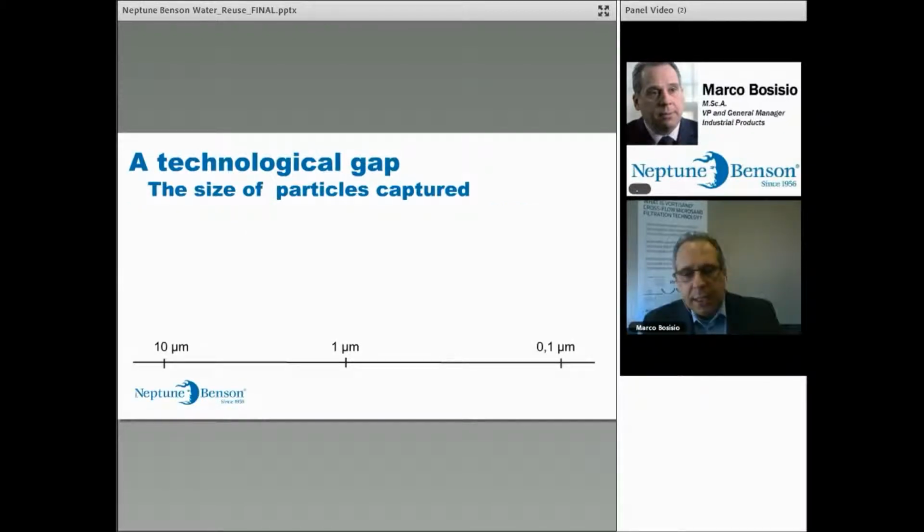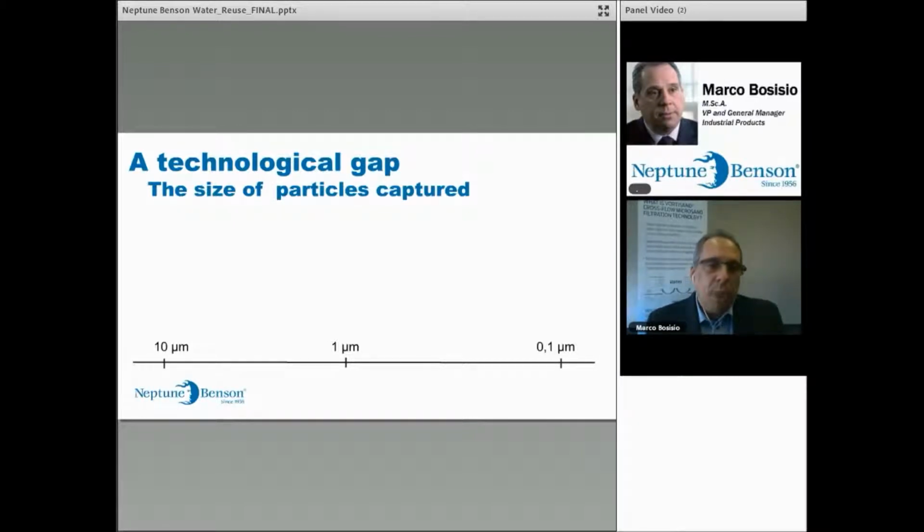First, I'd like to show you a bit. We think there's a technological gap when it comes to media filtration. There are of course sizes of particles that we're trying to achieve and remove, either to protect your membrane, because on the RO you want the RO to remove all the salt.